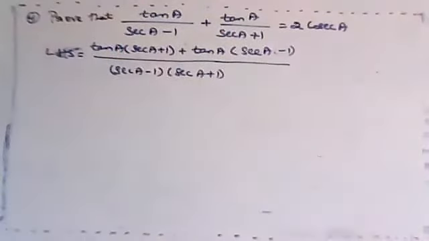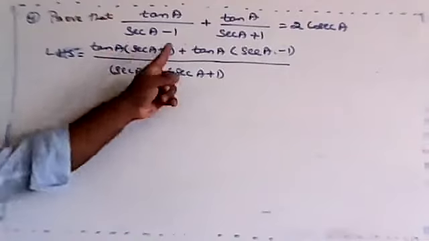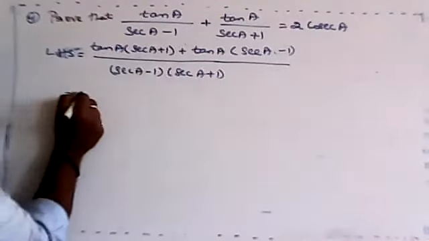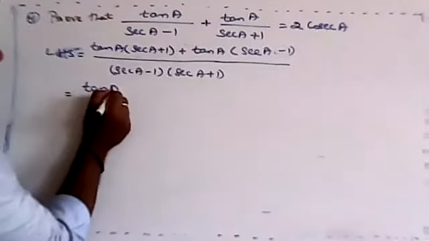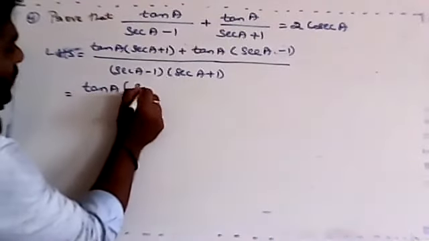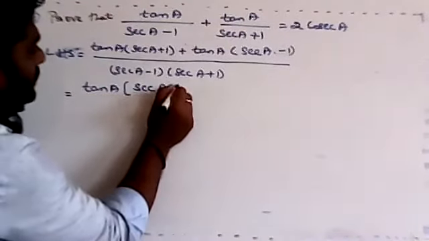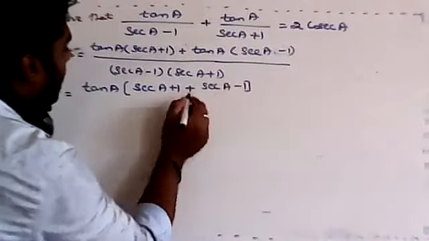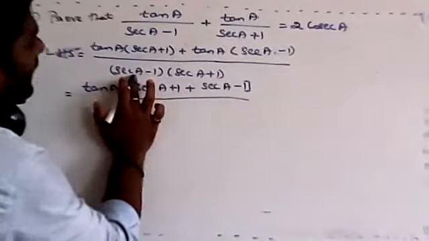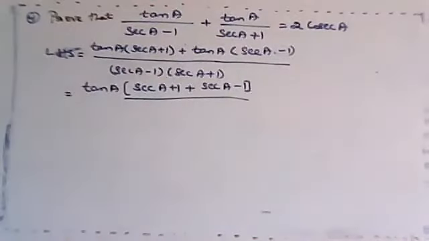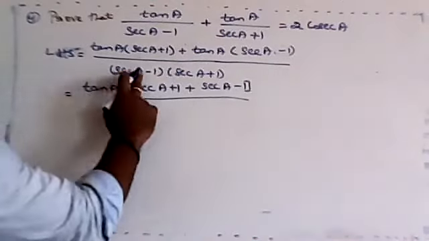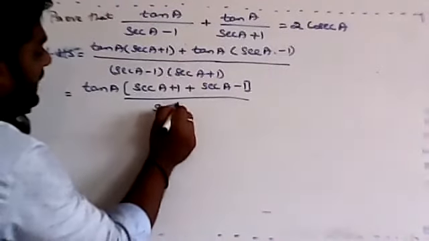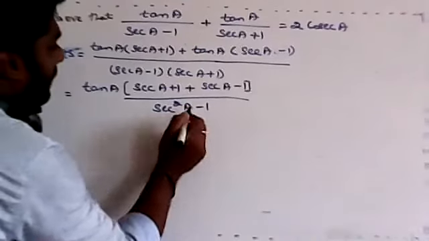Correct? So in the numerator, what is common in this? Tan A is common. So I'm going to take tan A as a common in the numerator. So remaining is what? Secant of A plus 1 plus secant of A minus 1. So divided by what? A minus B into A plus B is A square minus B square, which is nothing but secant square minus 1. Secant A minus 1 into secant A plus 1 is what? Secant square of A minus 1.